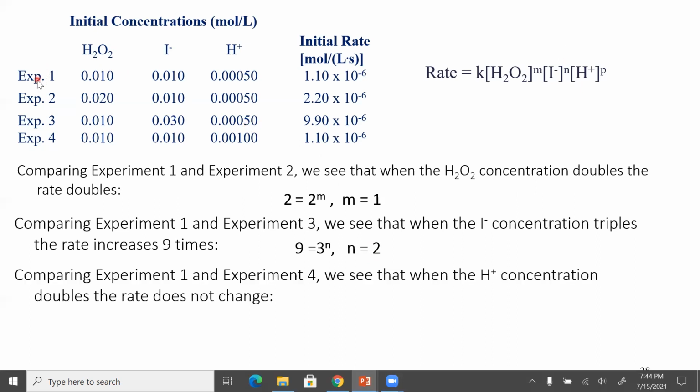Now we want to figure out hydrogen. So let's look at experiment 1 and compare it to experiment 4. Well, hydrogen peroxide is a constant from 1 to 4. Iodide is a constant from 1 to 4. The concentration of hydrogen is doubling from 1 to 4. And we want to find out how the change in concentration affects the rate. But when we look at the rate for trial 1 to trial 4, the rate doesn't change.